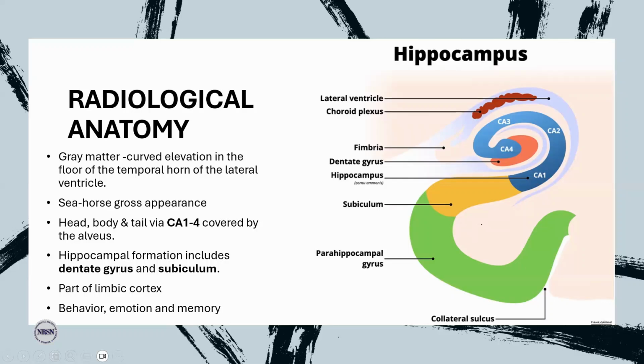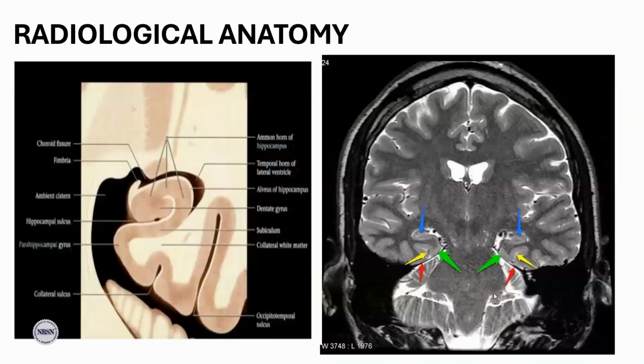Now, the hippocampus regulates behavioral patterns, emotion, and memory. So the image on my left is a gross image, a coned down gross image of the medial temporal lobe that is showing the hippocampus.